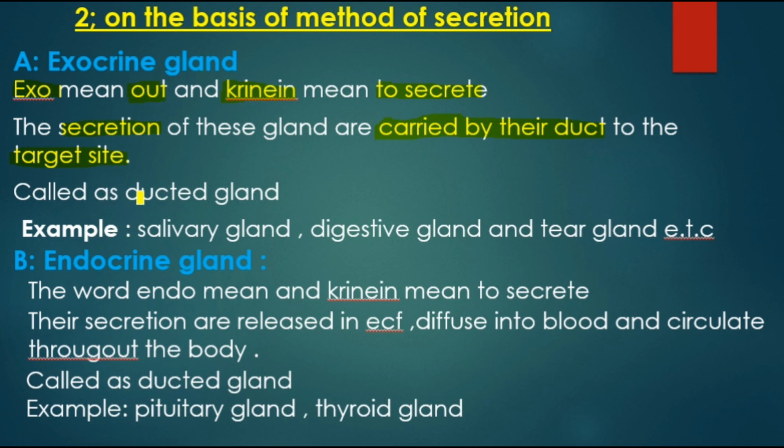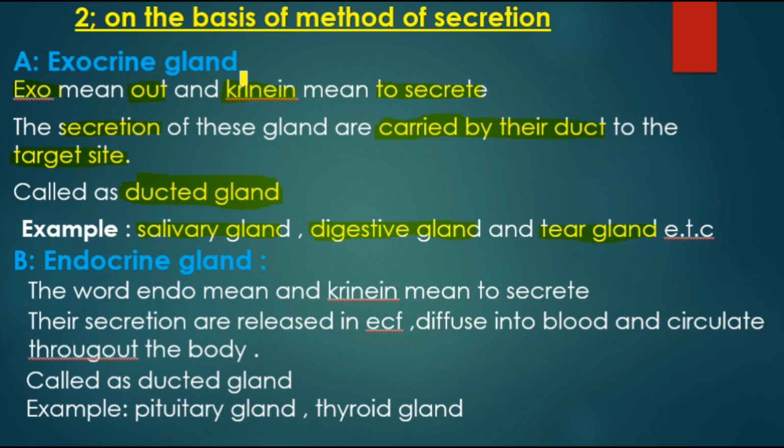This exocrine gland is called a ducted gland because its secretion moves through a duct. That's why it is called a ducted gland. Here some examples of exocrine glands are mentioned. The first is the salivary gland, which is found in the mouth. The second is the digestive gland. The third is the tear gland. These are some examples of exocrine glands.